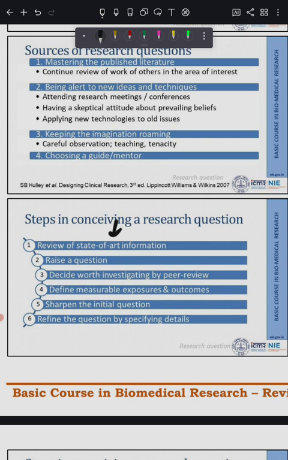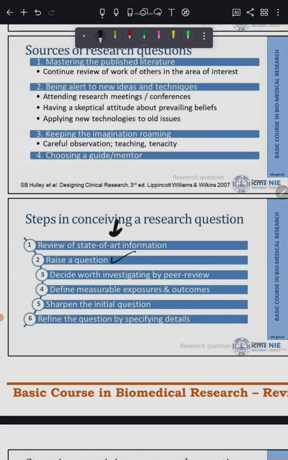Then you have to raise a question. So what is the uncertainty or gap? You have to formulate a basic question based on what is missing or unclear. So, is D-dimer a reliable test for PE in pregnancy?